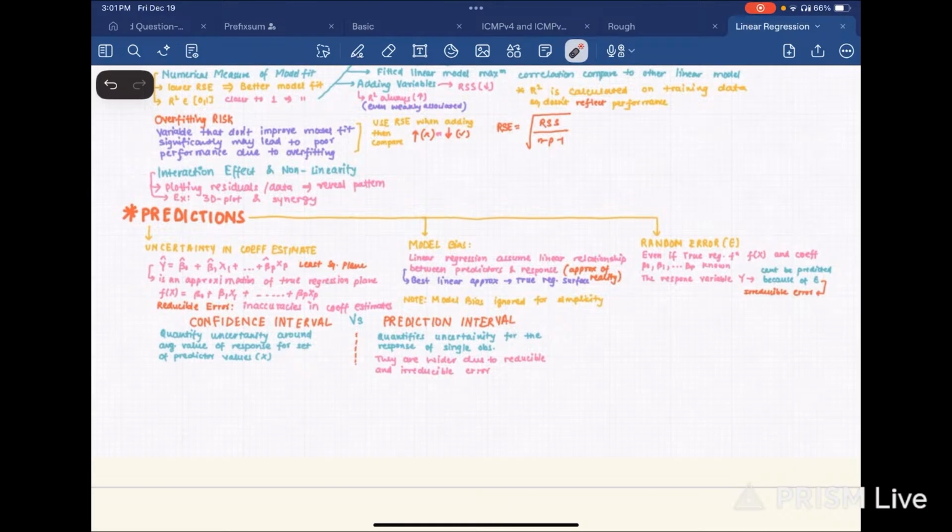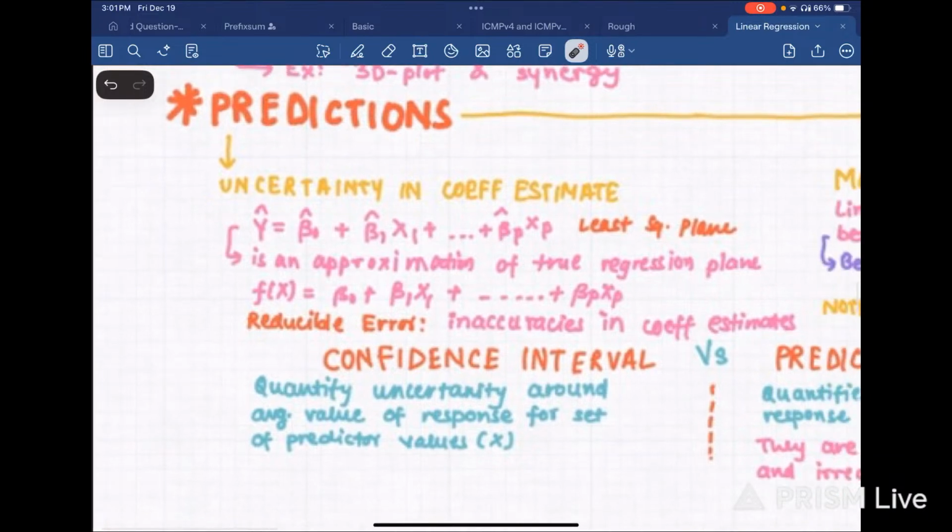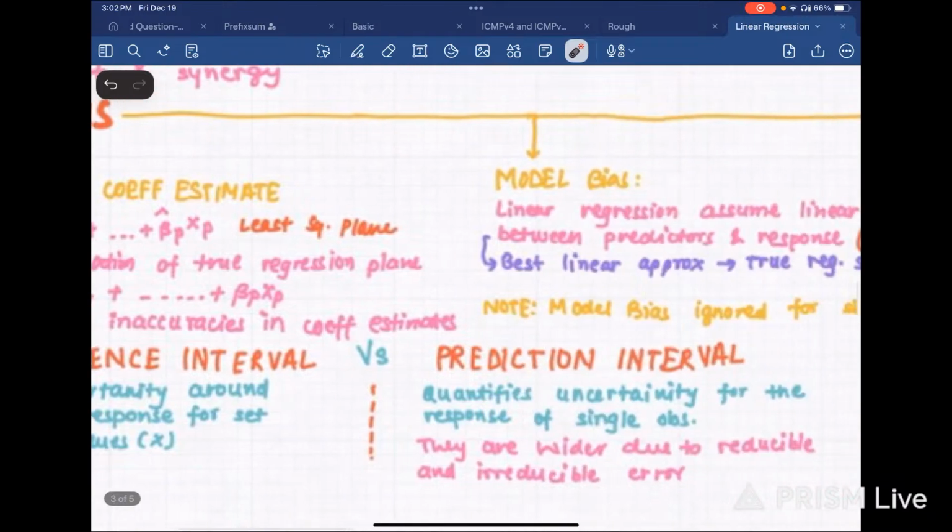Uncertainty in the coefficient estimate: y cap is beta naught plus beta 1 cap x1 plus beta 2 cap x2 and so on. The least squares plane we take is an approximation of the true regression plane, and we get f of x, the linear function beta naught plus beta 1 x1 plus up to beta p xp. There are reducible error and irreducible error. Reducible error is the inaccuracy in the coefficient estimate.